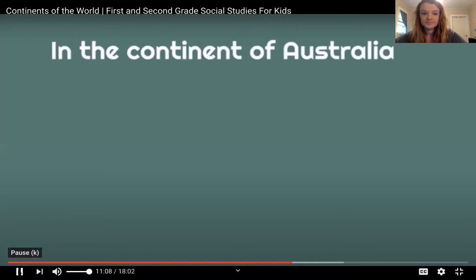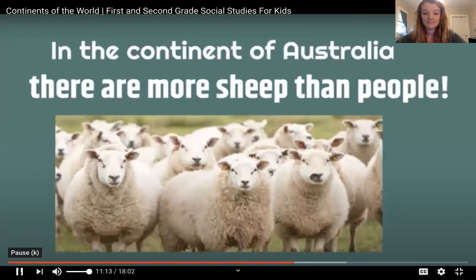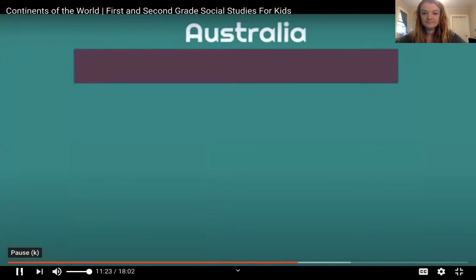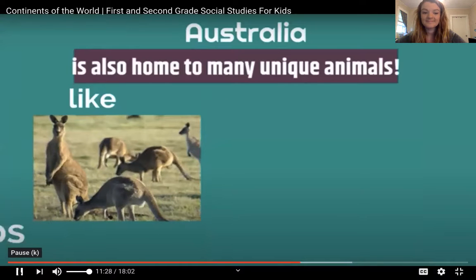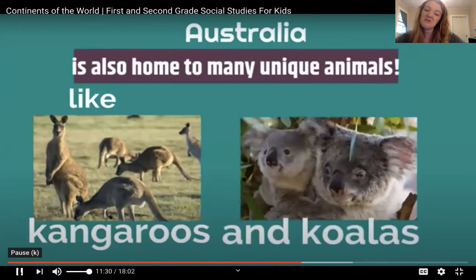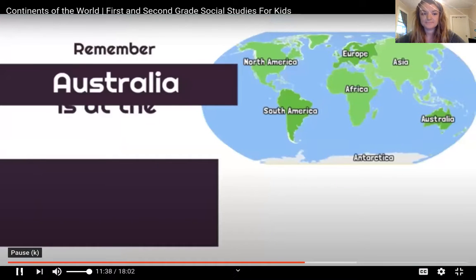This is interesting. In the continent of Australia, there are more sheep than people. Tons and tons of sheep. Remember when we had that question about where sheep live and we knew that they couldn't live in the Arctic? Well, now we know where we can find most of them, in Australia. Australia is also home to many unique animals, like kangaroos and koalas. Remember, Australia is at the bottom right of the world map.